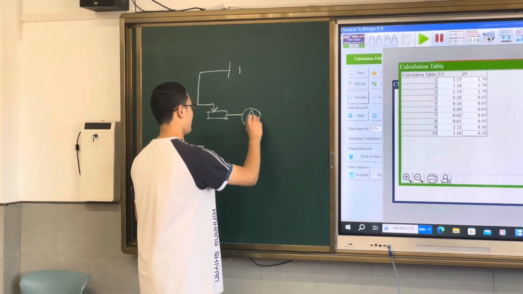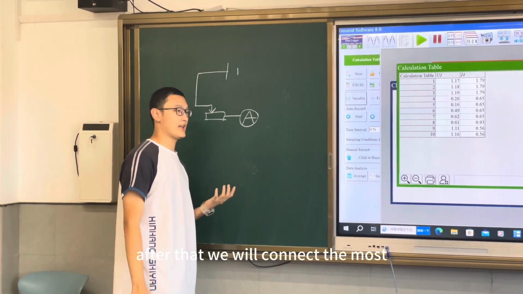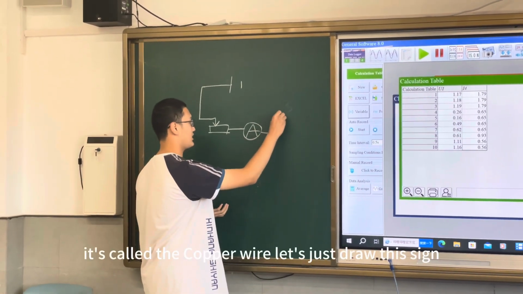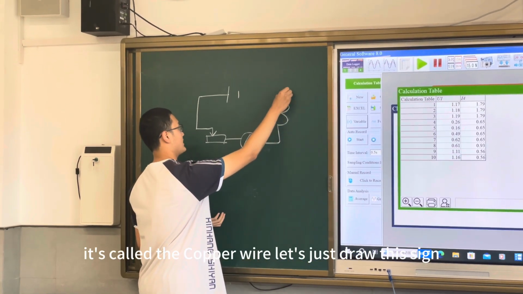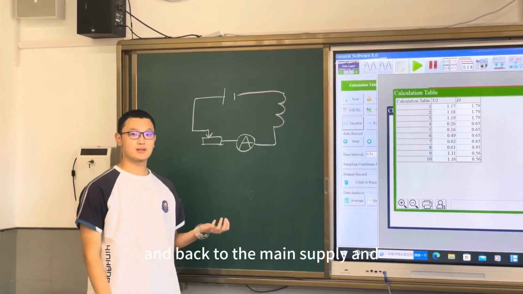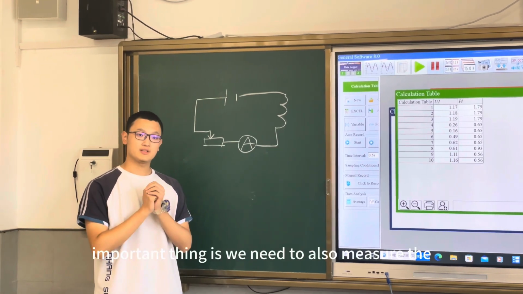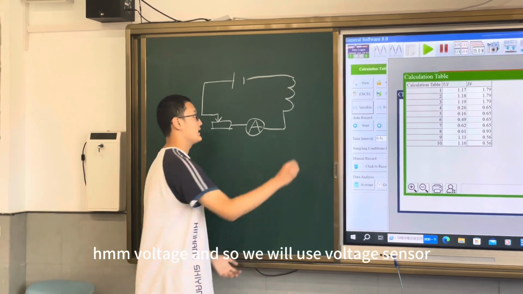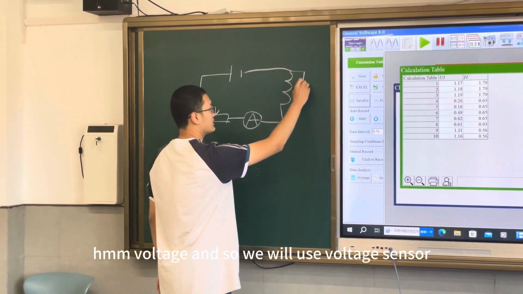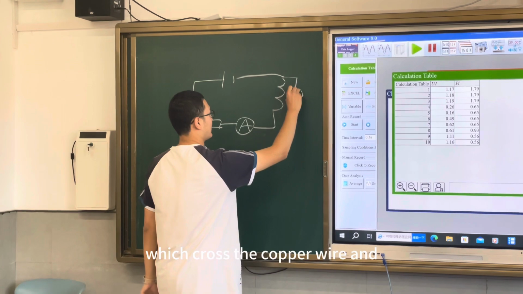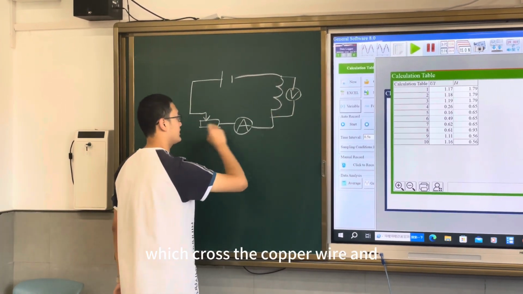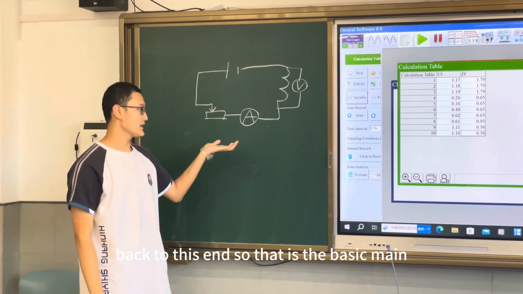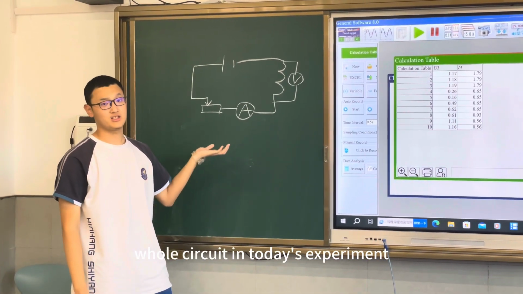After that, we will connect the main character of this experiment, and it's called the copper wire. Let's just draw this sign. And back to the main supply. And the most important thing is we need to also measure the voltage. So we will use the voltage sensor, which crosses the copper wire and back to this end. So that's the basic whole circuit in today's experiment.